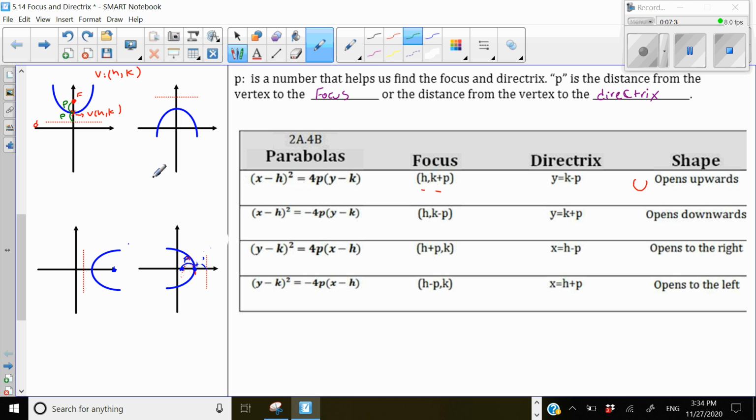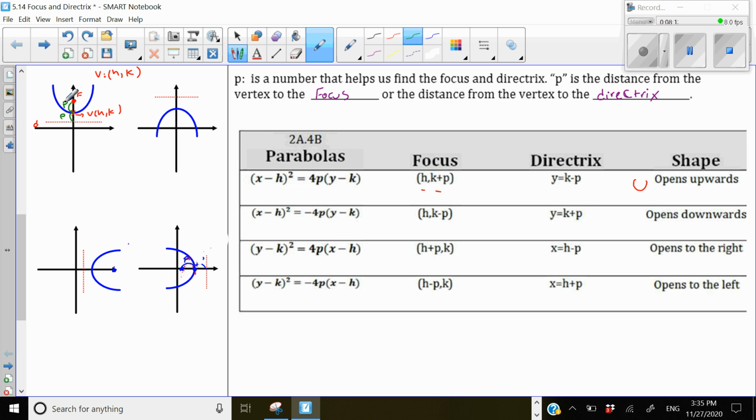Okay, so now let's see. If I want to find the focus, I need to move from the vertex P units to the top to reach the focus. That means my x value is going to be the same because I'm moving vertically. The x is not going to change, but the y value will be added by p. So it's going to be h and k plus p. So just add p to the y value.